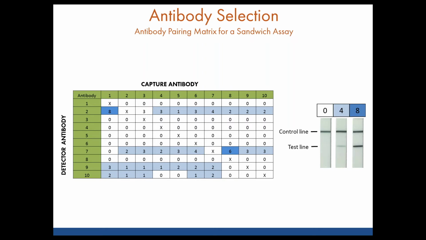In the image to the right of the table, you can see that the left strip did not pair and showed no positive signal, while the middle strip shows a medium positive signal, and the strip to the right shows the strongest signal. This was the antibody pair that was chosen for further optimization in this case.